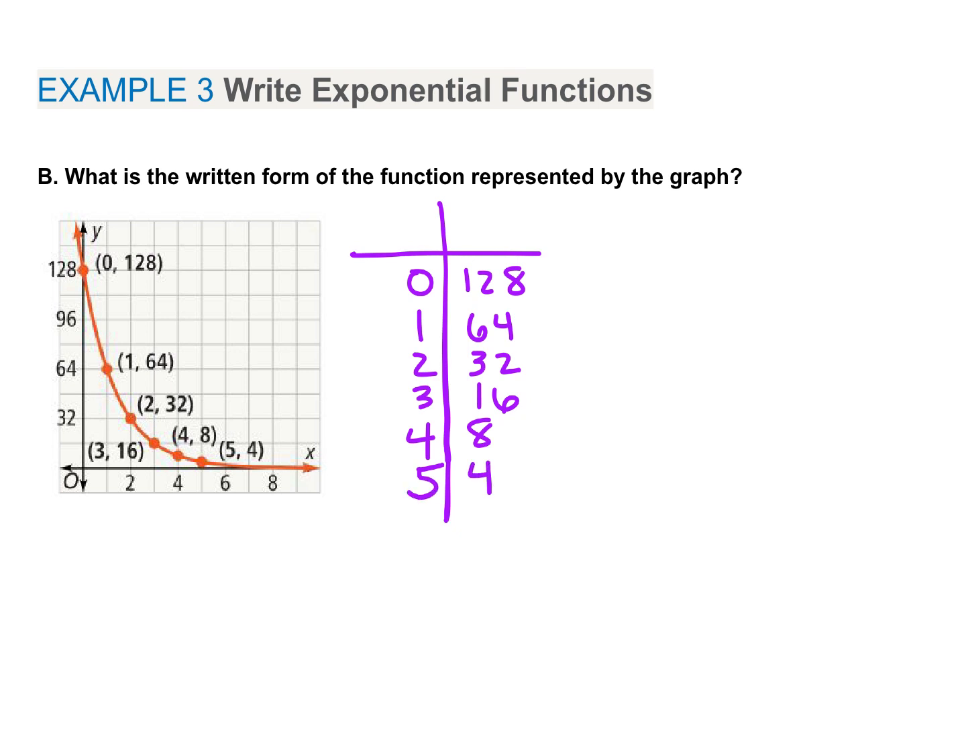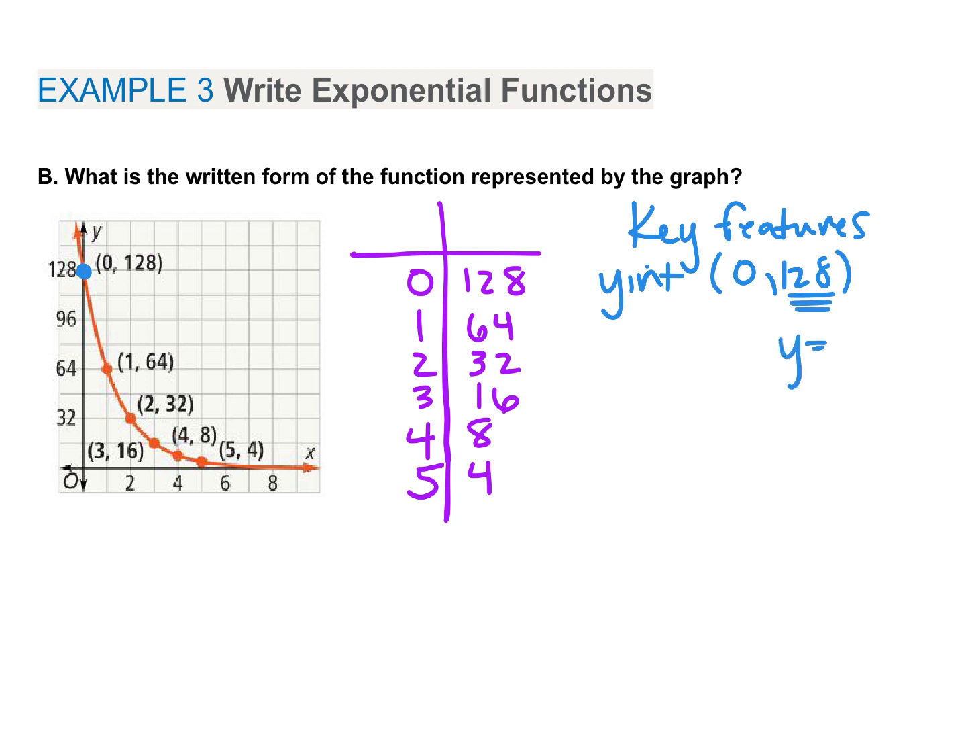Let's talk about some key features. The first thing you hopefully notice is that it does have a y-intercept, and that y-intercept is at 0, 128, which means the y-intercept itself is at y equals 128. You should also notice that it has a horizontal asymptote. The horizontal asymptote is always the equation y equals, and it's the line that it gets close to, but it doesn't actually cross. In this case, that's y equals 0.